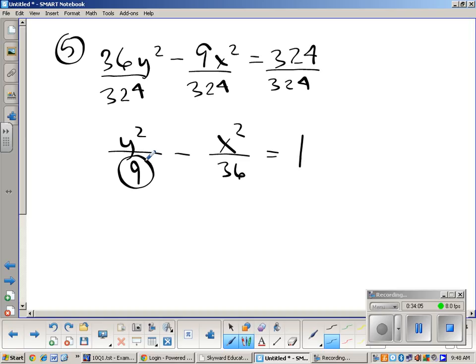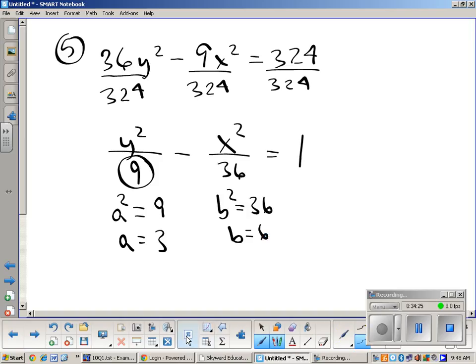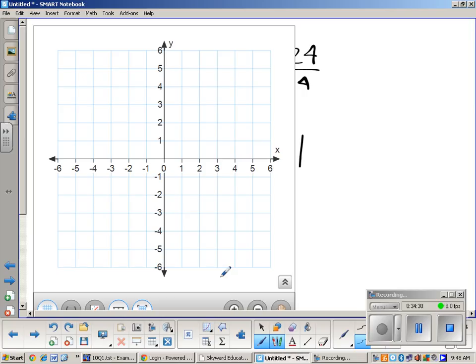Let's do this. What's A squared going to equal? 9, so A is 3. What's B squared going to equal? 36, so B is 6. We want to graph this. I'm going to choose a graph here so that I can make it look a little neater.